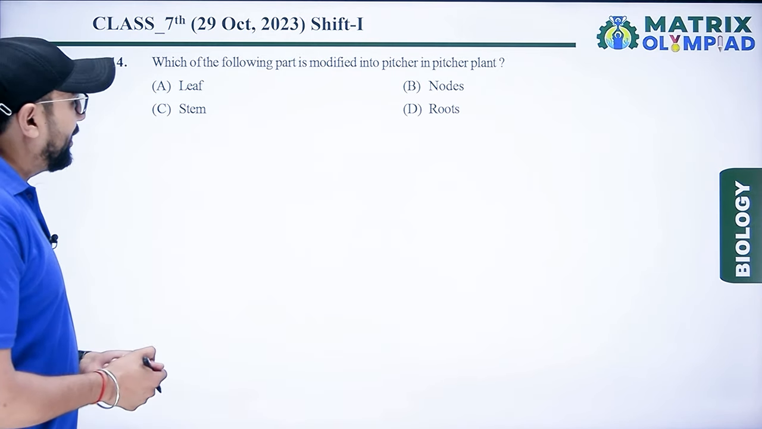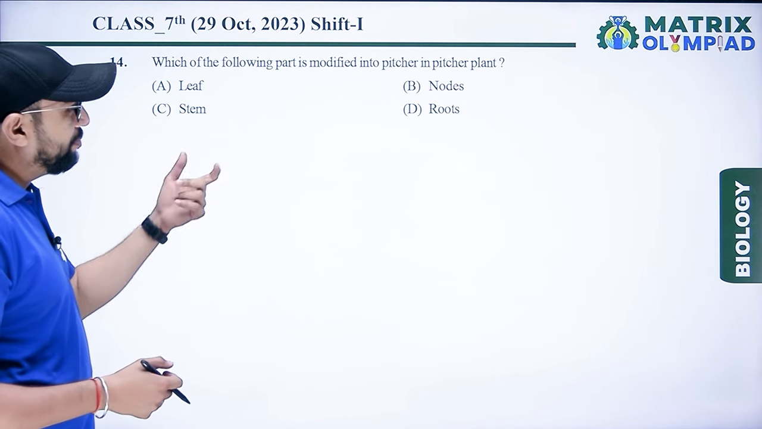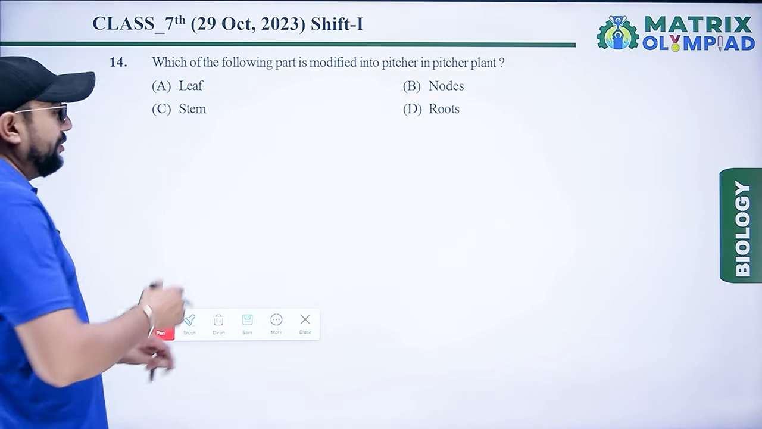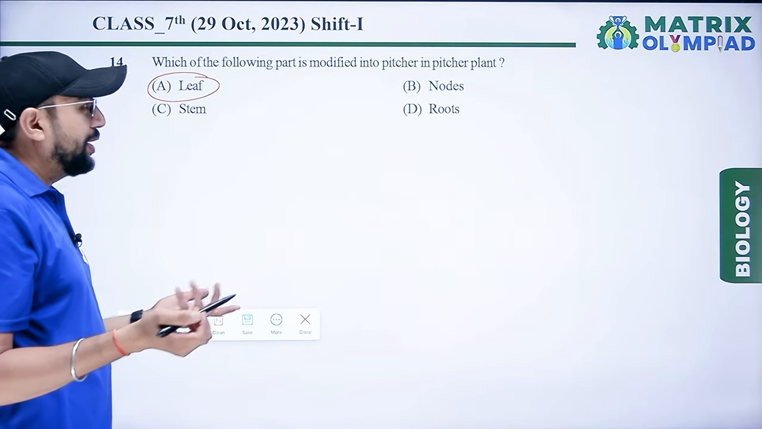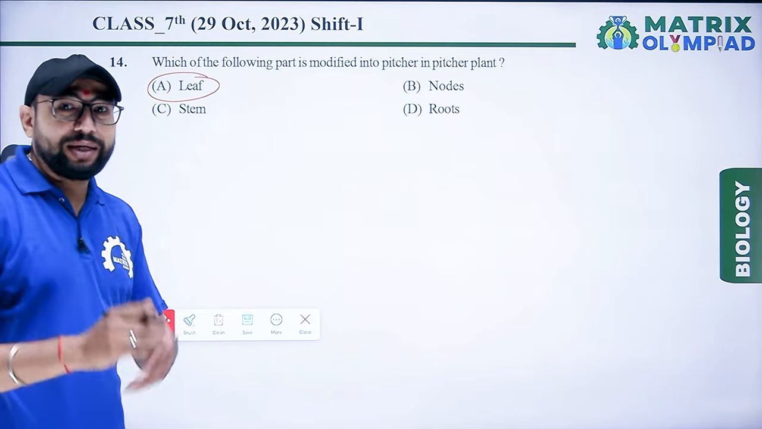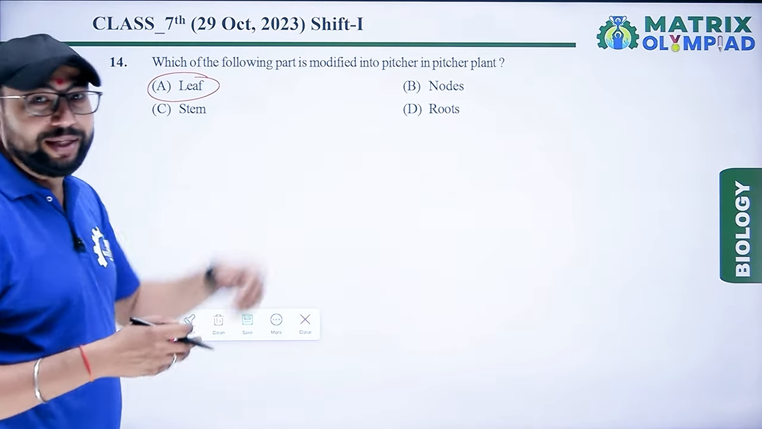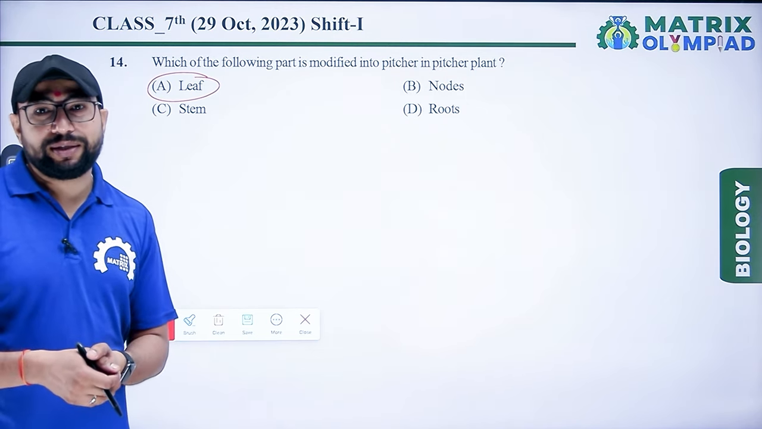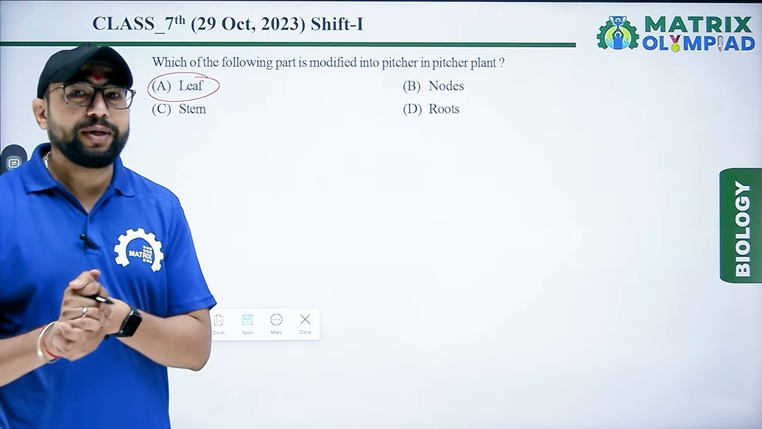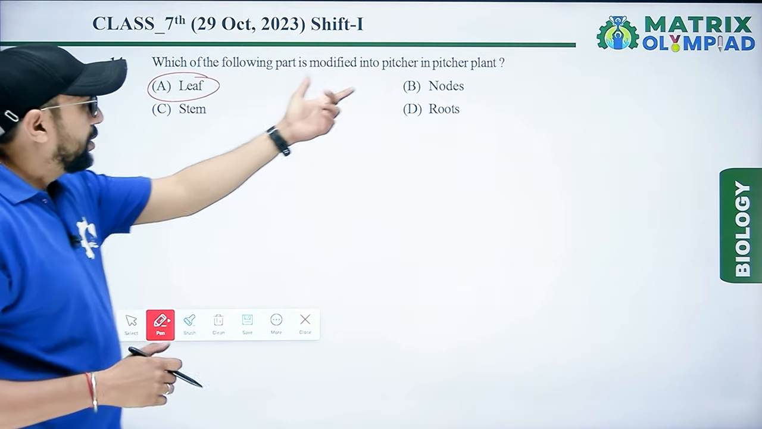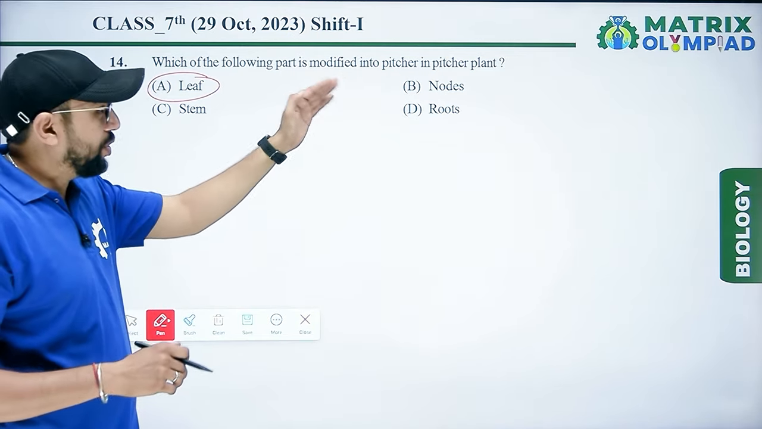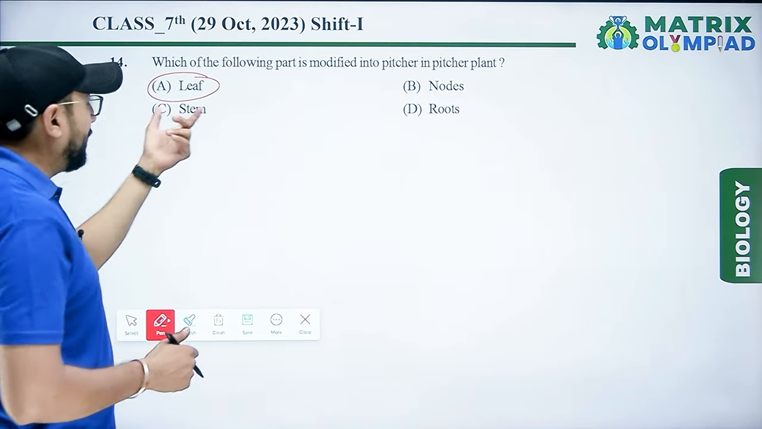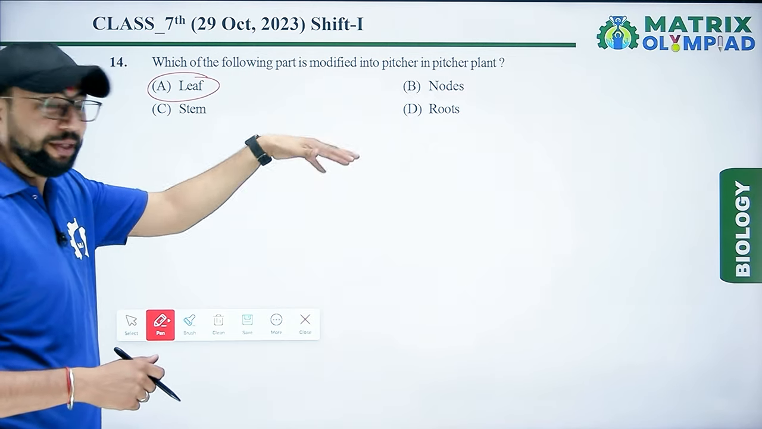Which of the following parts is modified into pitcher in pitcher plant? Pitcher plant, that is the modification of leaf. So the right answer is leaf. Leaf is the part that helps to collect or trap the insect. So pitcher plant depends on insects, it is an insectivorous plant. There are many insectivorous plants like bladderwort, pitcher plant that help in collecting or trapping the insect. So leaf part is modified into pitcher.